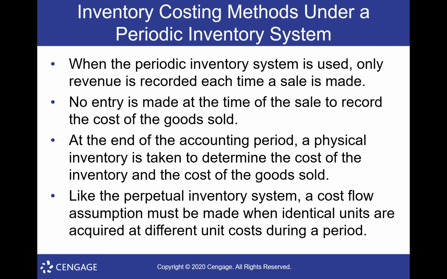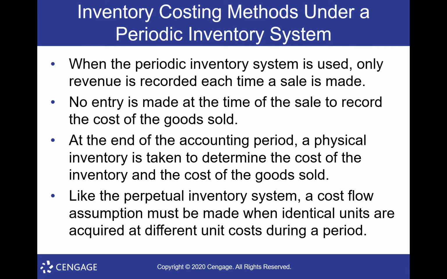Some use what's called a periodic inventory system. So when we're using a periodic inventory system, then whenever we make a sale, all we do is record our revenue. We're not going to calculate cost of goods sold until the end of the period, okay? So no entries are made at the time of sale to record cost of goods sold. At the end of the accounting period, a physical inventory is taken to determine the cost of the inventory and the cost of goods sold. But we still apply these cost flow assumptions. So I'm going to step you through that process.